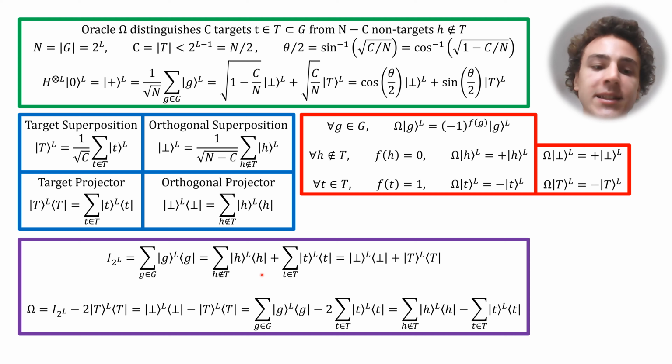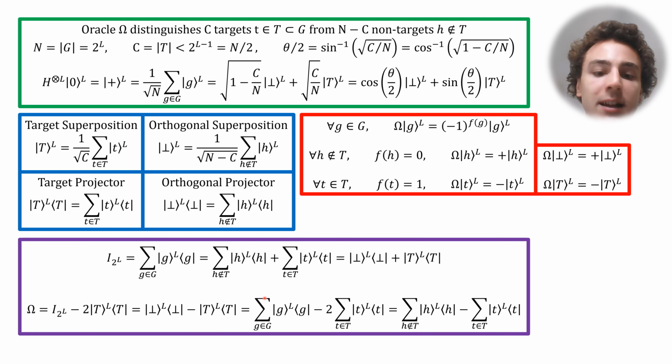Now let's try and express the oracle in terms of these ket-bras. So we can define the oracle as the identity operator minus 2 times the target projector. And because we've already seen that the identity operator can be written as the sum of the orthogonal projector and the target projector, we can cancel out one of the copies of this plus target projector with one of these minus copies of the target projector, and that just leaves one copy of minus the target projector. So the oracle omega is the orthogonal projector minus the target projector.